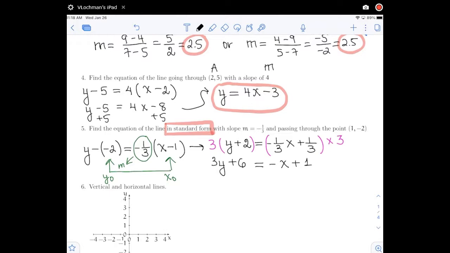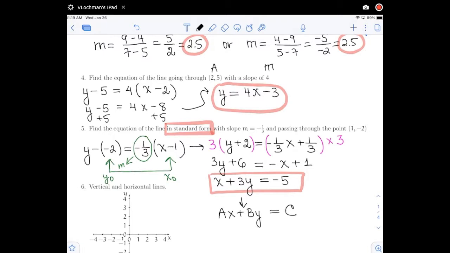Okay, and now they want us to put it in standard form. So let's move all x's and y's to the left side. That will give us x plus 3y, and then the numbers without the variables can go on the right side. So that would be negative 6 from each side. 1 minus 6 will give us negative 5. Okay, and that is your standard form, right? So to just kind of match it, what is this? This is ax plus by is equal to c. So if you need to determine these coefficients, a is 1, b is 3, c is negative 5.